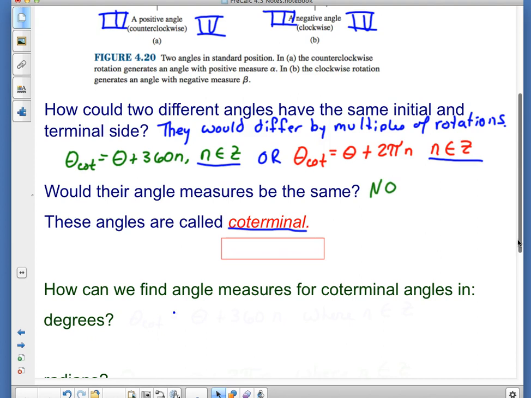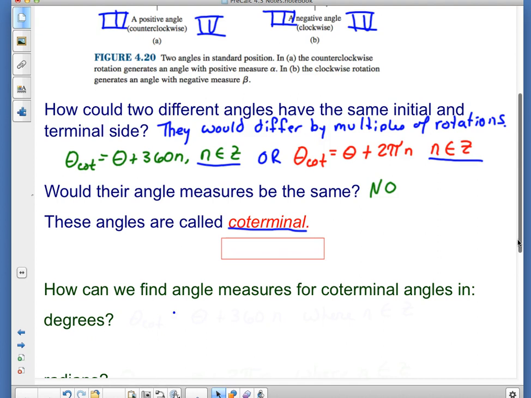Now, part of my notation: n is contained in the integer set, or the set of integers. That's what that means. That symbol that looks like an E is set notation for contained in, and Z is the set of all integers.